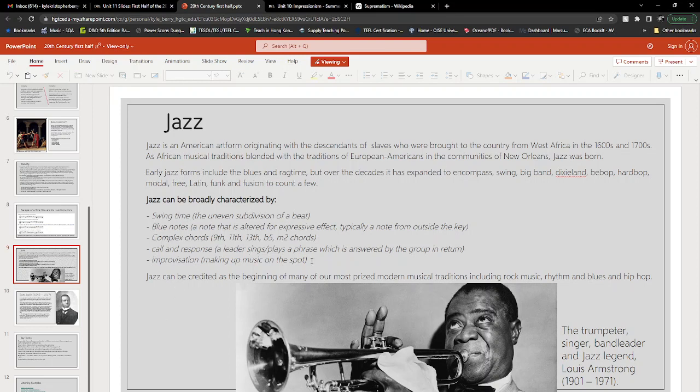The final and probably one of the most important additions to the musical canon that jazz has added is this idea of improvisation. Improvisation, you're making up music on the spot.